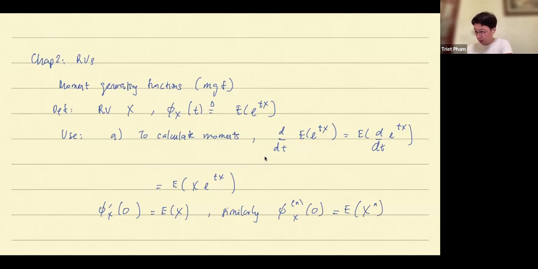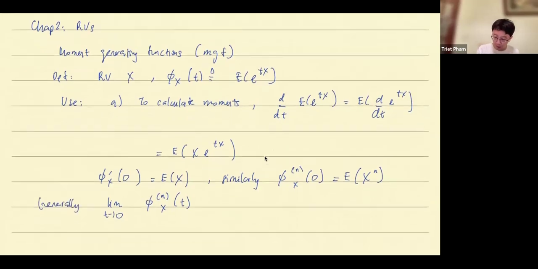Now here, sometimes you cannot plug in 0 directly. So the rule actually is the limit as t goes to 0 of the derivative. You may not be able to plug in 0 directly, as you'll see soon. And that will give you the nth moment, okay? And so let's look at an example real quick.